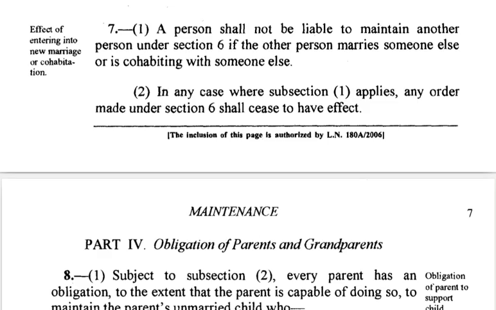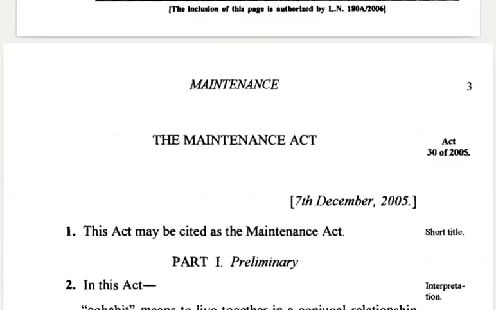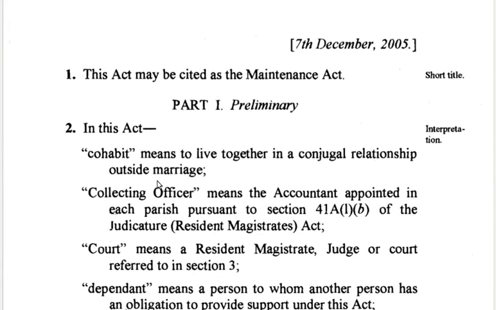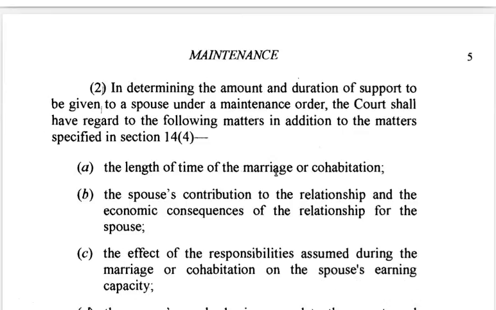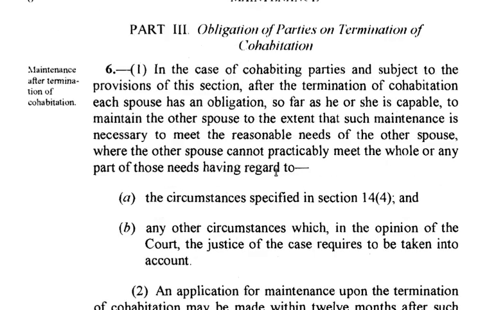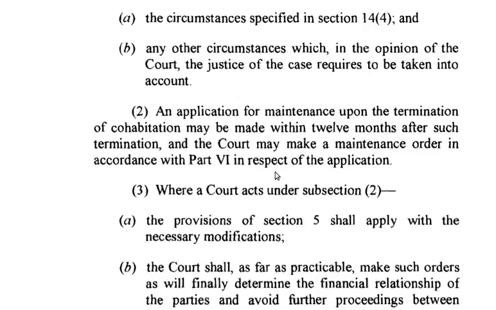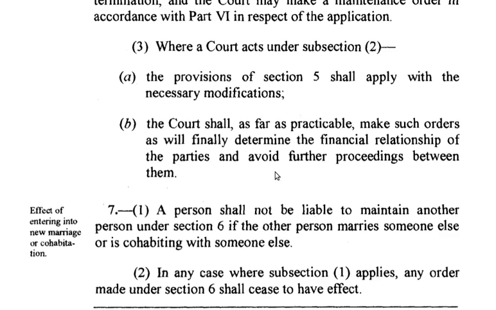But cohabiting, let's look back at the definitions here. Cohabit means to live together in a conjugal relationship outside of marriage. So in that case, if you're living with somebody for 5 years or more, the court says you must maintain that person for the next 6 months. But then 1 month after that order is made, you find out that that person is living in a house with somebody else. Based on what this is saying, you can go to the court to cancel that order because that person is living with somebody else.